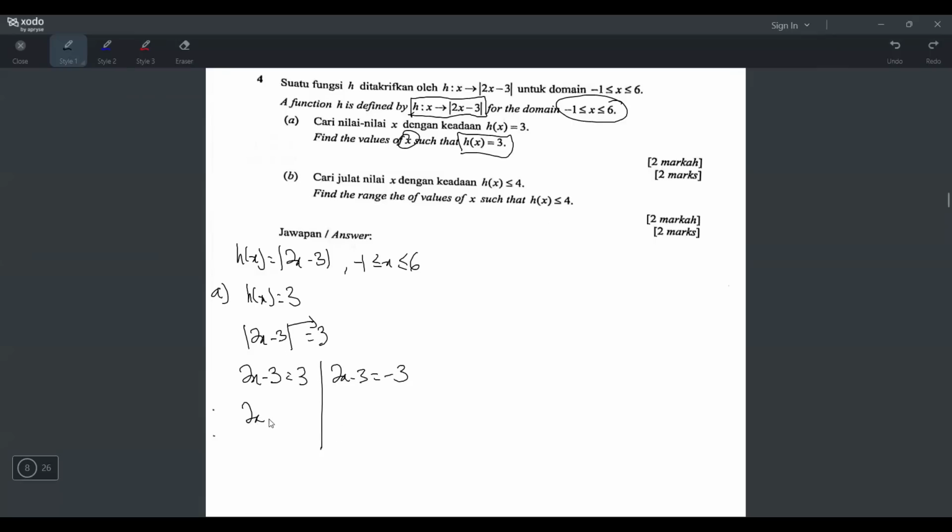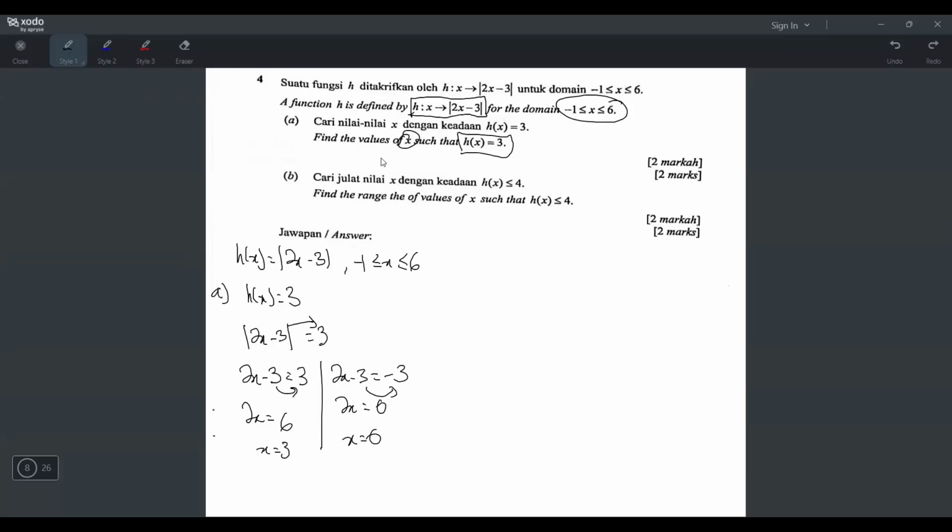Now you can find x. 3 plus 3 is 6. x equals 6 divided by 2. Yeah. Do the same here. Negative 3 plus 3 is 0. x equals 0 divided by 2. So these are the two x answers. Okay. So make sense, right? Because they say values. So ada dua jawapan lah.